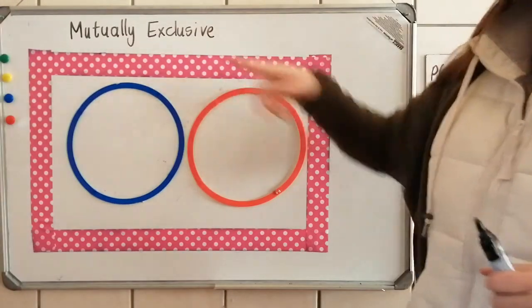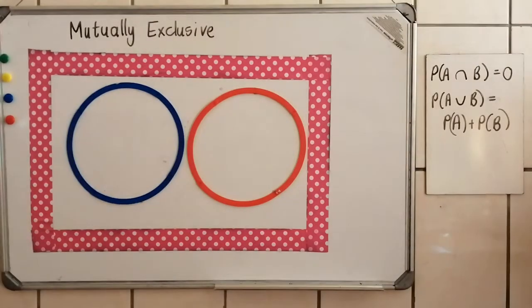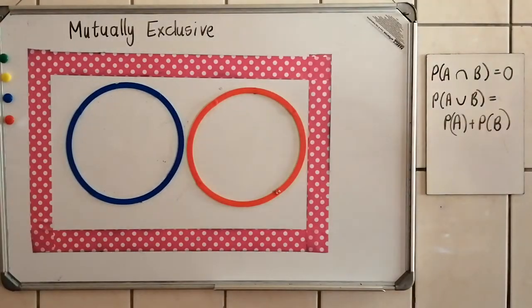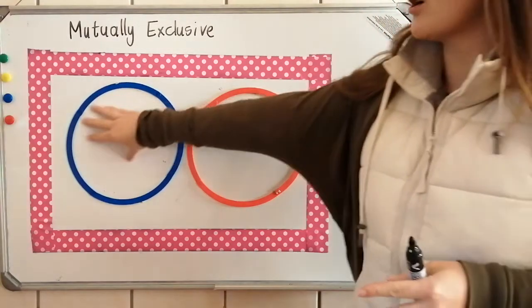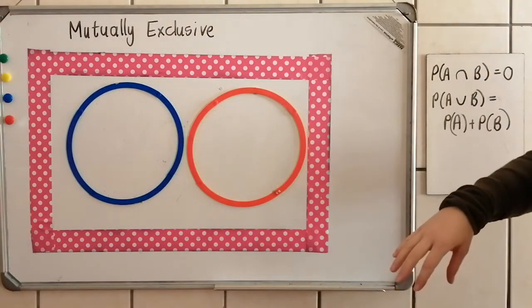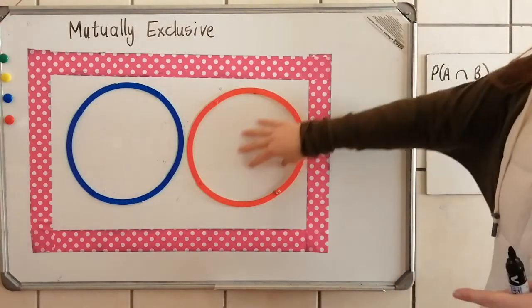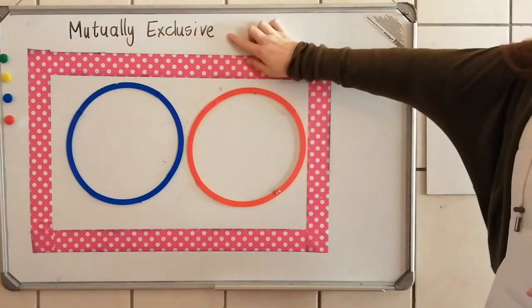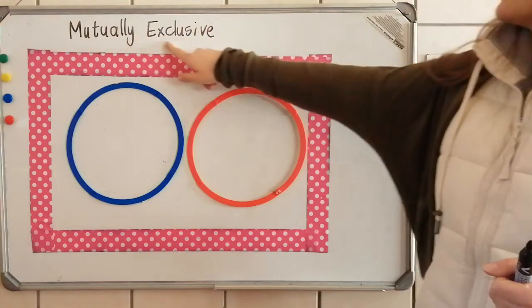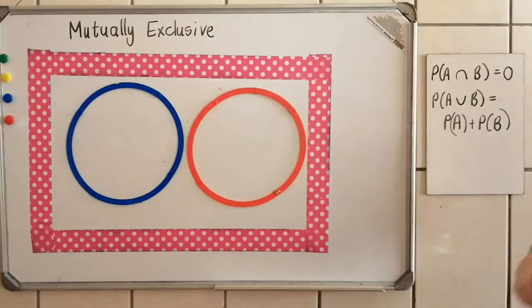Exclusive meaning excluding, and in a Venn diagram, a set with mutually exclusive means they have nothing in common. There's no overlapping, there's no intersection. So A would be a circle on its own that doesn't intersect or overlap with B, being a circle on its own. And we call this mutually exclusive. They exclude one another. Okay?